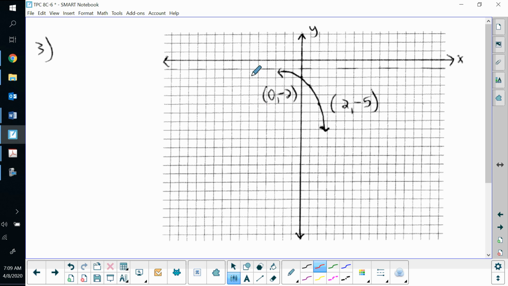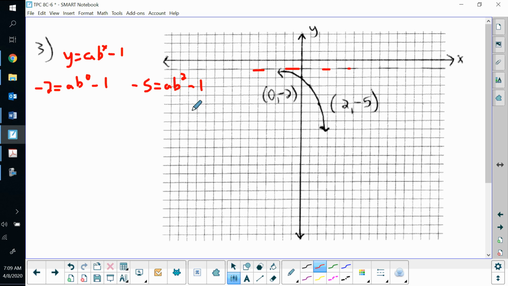Next one, we are leveling off at -1. So our general setup is going to be a times b to the x with a -1 at the end. So we'll fill in our y value, -2 equals a times b to the 0 with a -1 on the end. And our other point will have -5 equals a times b to the second with a -1 on the end.